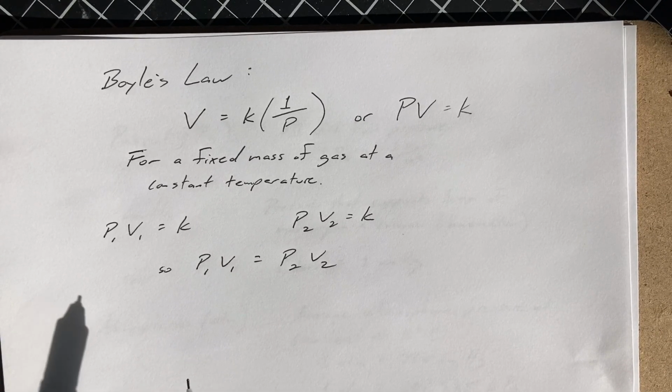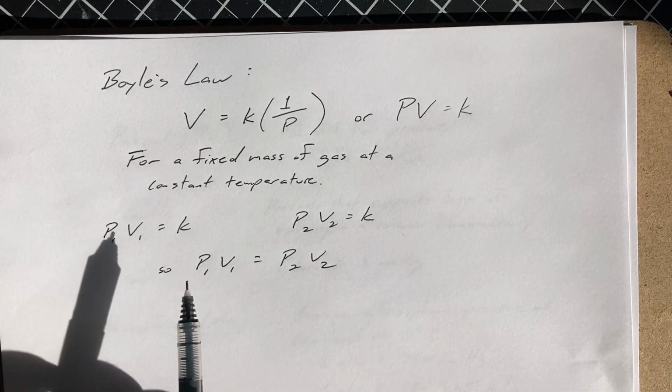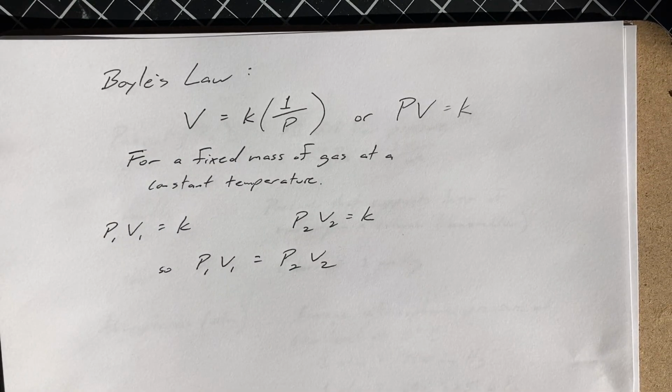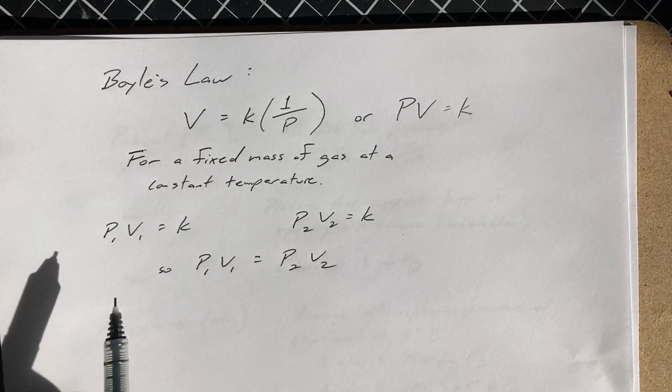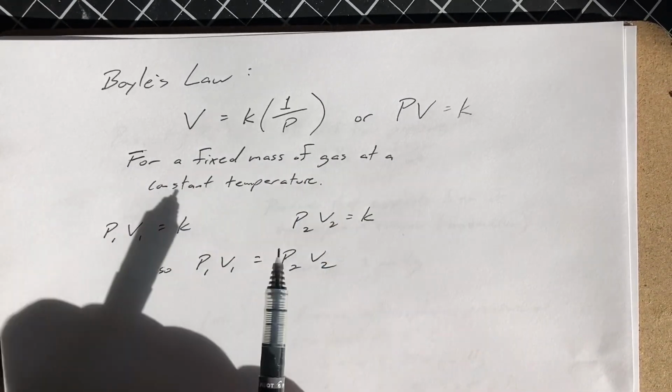Here are some notes and an example problem for Boyle's law. Boyle's law tells us that volume and pressure are inversely proportional to each other for a fixed mass of gas at a constant temperature. Here are your equations to express that.